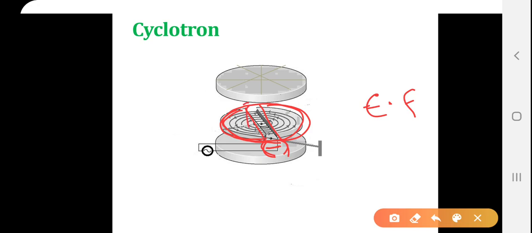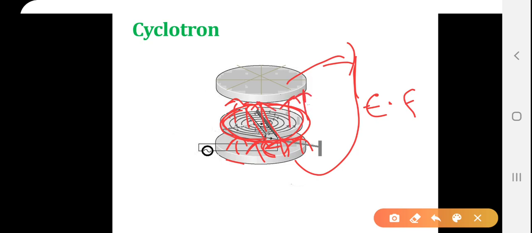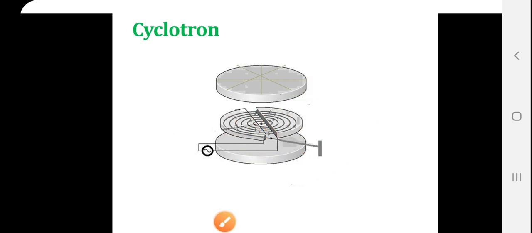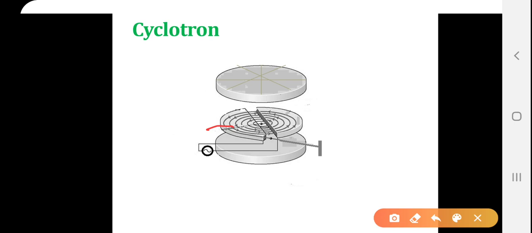Below the cyclotron and above the cyclotron there is a magnetic field, and this is an electromagnet, so it will induce a magnetic field in the upward direction. Each semicircle is an electrode, right? Each electrode is connected with an alternating voltage. This will induce an electric field between the gap. Now let's see this diagram alone.